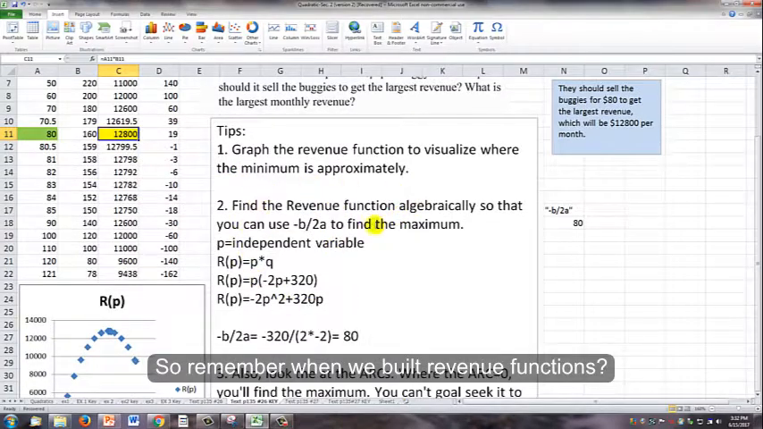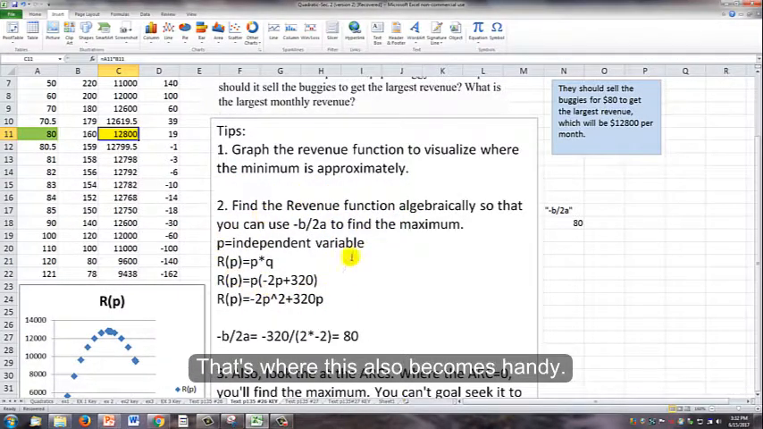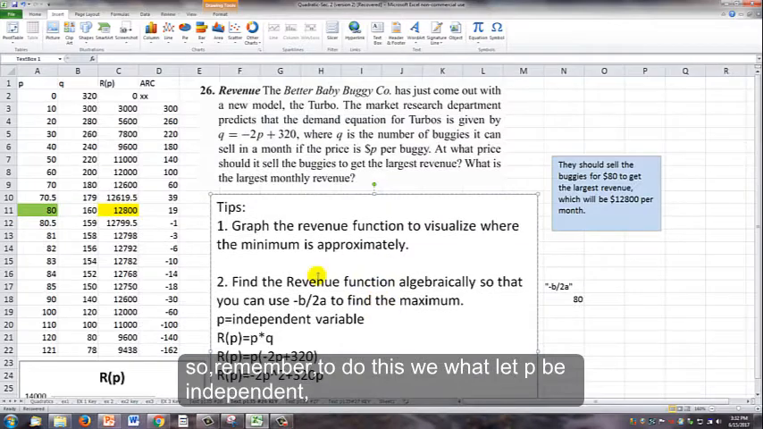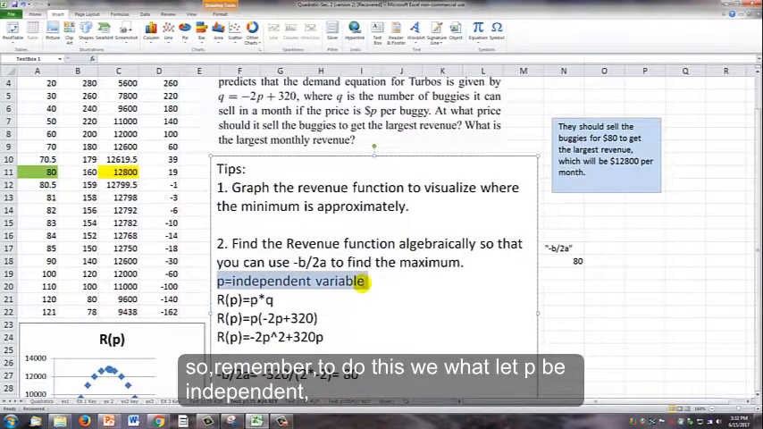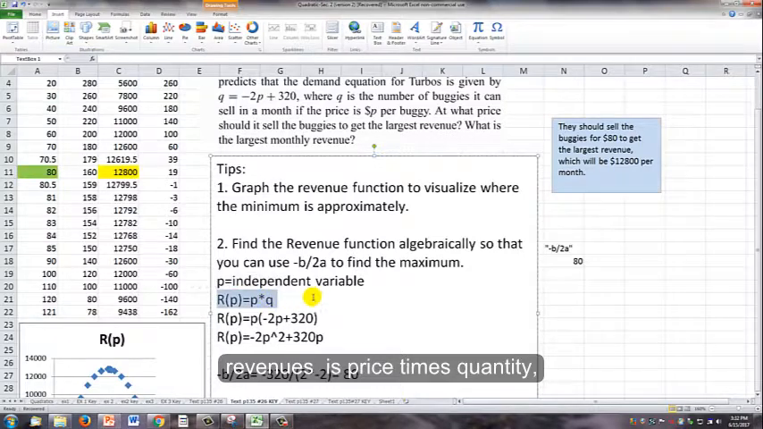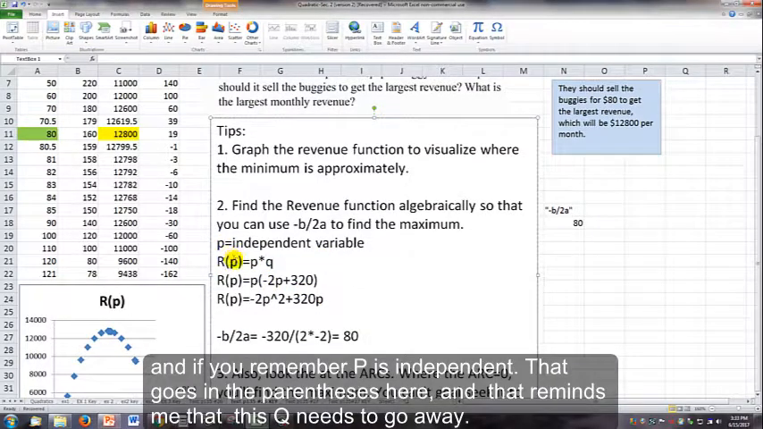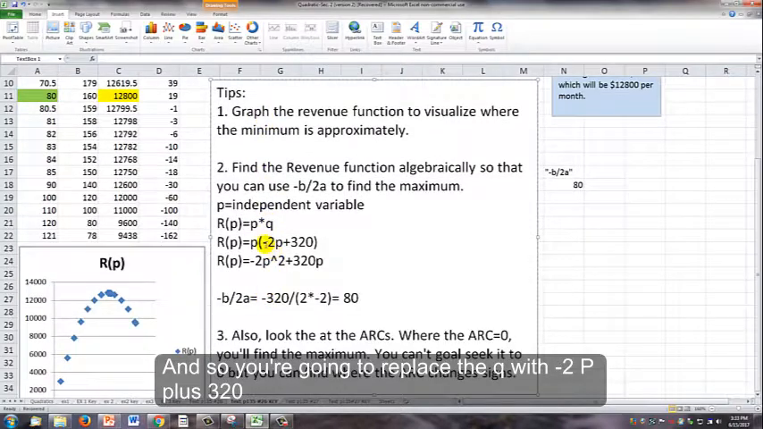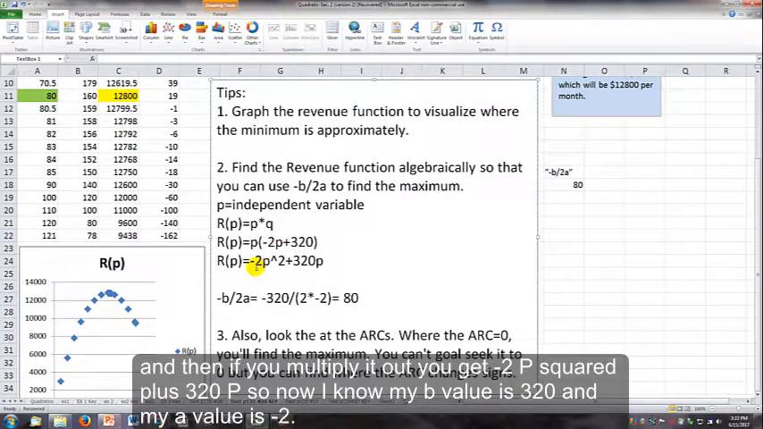So remember, when we built revenue functions, that's where this also becomes handy. We need an algebraic revenue function to be able to find the a and the b, so we can use negative b over 2a. So remember, to do this, we let p be independent. Revenue is price times quantity. And if you remember, p is independent, that goes in the parentheses here, and that reminds me that this q needs to go away. And so you're going to replace the q with negative 2p plus 320. And then if you multiply it out, you get negative 2p squared plus 320p. So now I know my b value is 320 and my a value is negative 2.